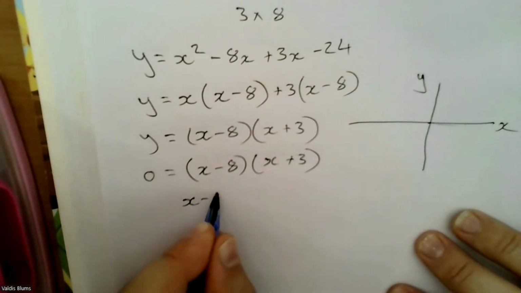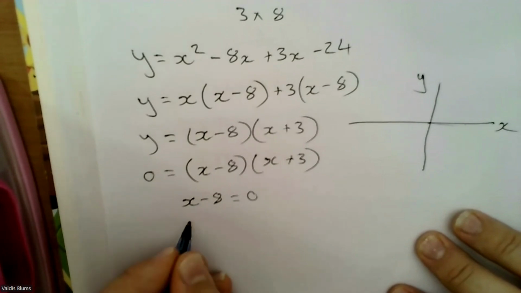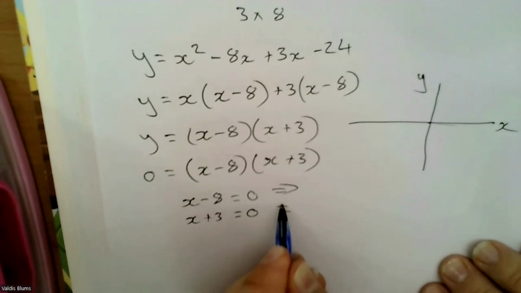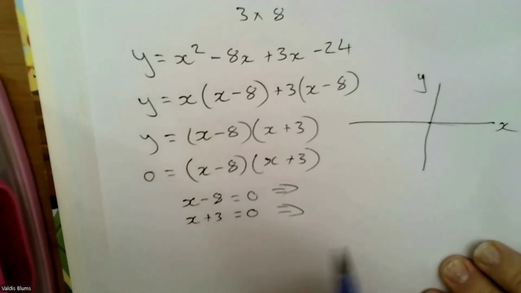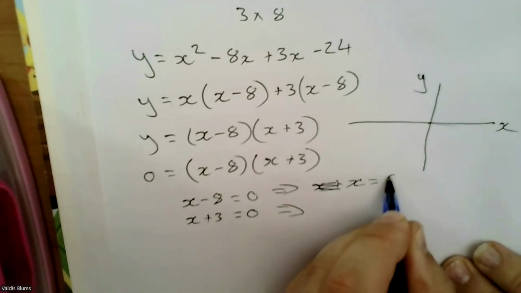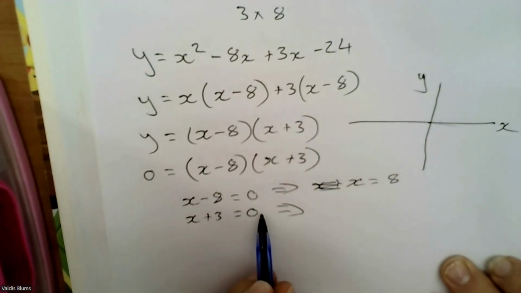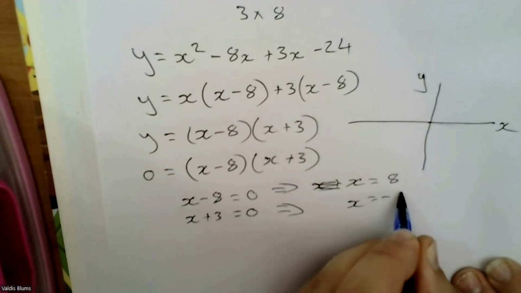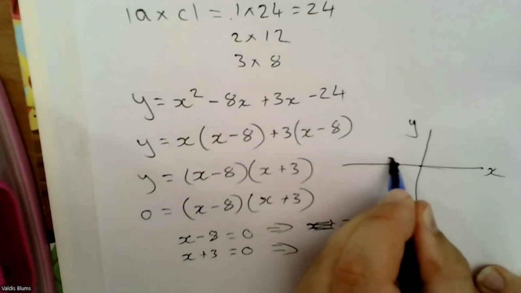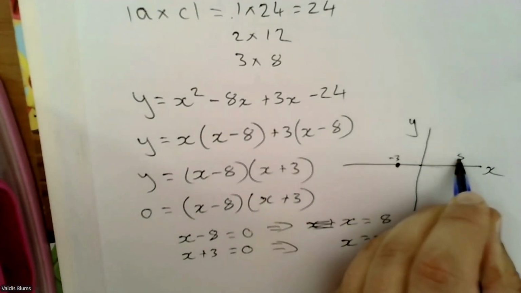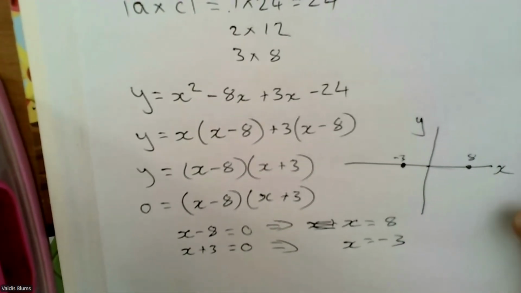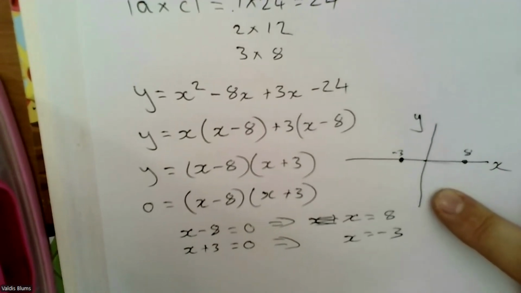So we have x minus 8 is equal to 0, and we have x plus 3 is equal to 0. Rearranging these equations, so you're taking the 8 over to the other side, x is equal to positive 8, and moving the 3 over to the other side, x is equal to -3. Let's put that in, -3, positive 8.